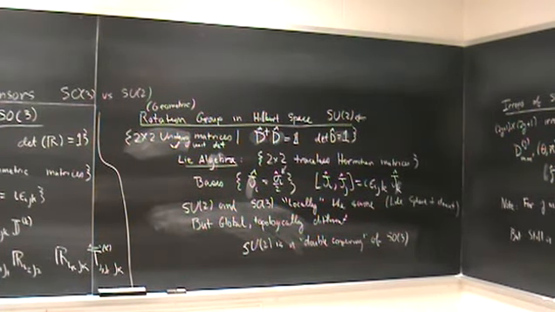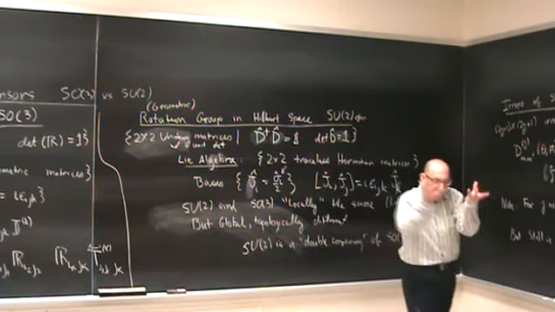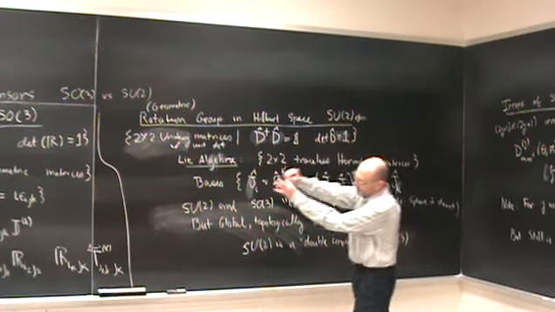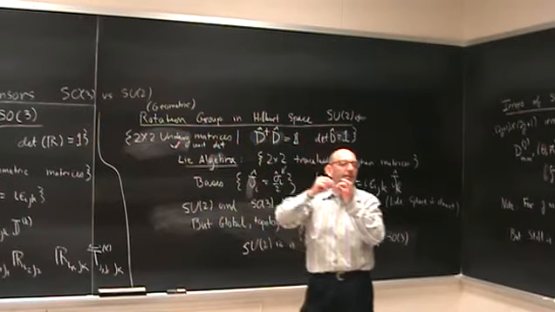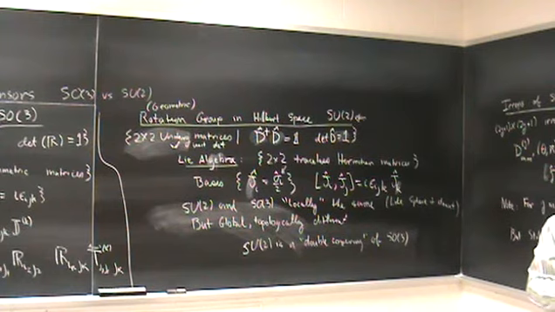So SU2 and SO3 are very closely related groups, but they're not the same group. What is true is that SU2 is a double covering of SO3. So I can map two elements in SU2 to the same element in SO3, and if I do that for every two elements, then I get the right group structure. All right?